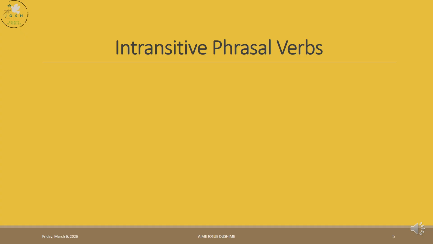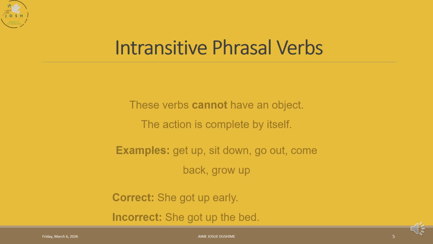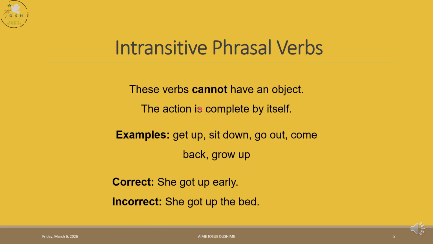Let's start now with intransitive, the first class of the first group of phrasal verbs. In intransitive, they cannot have an object. The action is complete by itself. When I say get up, it is complete. Sit down, get out, come back, grow up. The action is complete by itself. It doesn't need an object to be understood.